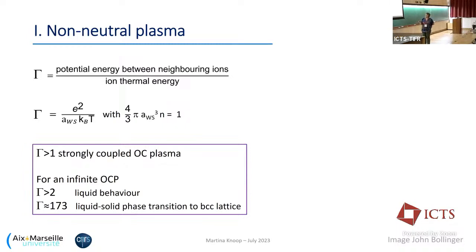Okay? So in general, if we have a gamma which is larger than 1, we can call it a strongly coupled one component plasma. And if we have a very large or almost infinite one component plasma, and you will see what infinite means, then roughly, if gamma is larger than 2, you have a sort of liquid behavior. And if it's something around 170, and there's an error bar around that, then you will also have the transition from the liquid phase to the solid phase and to a BCC lattice, and you can really see crystal structures of these large clouds in the Penning trap.